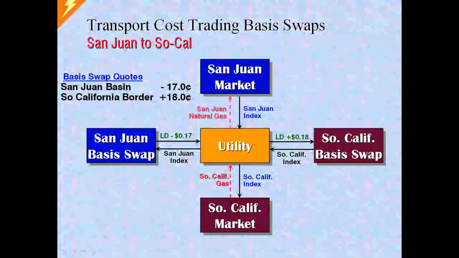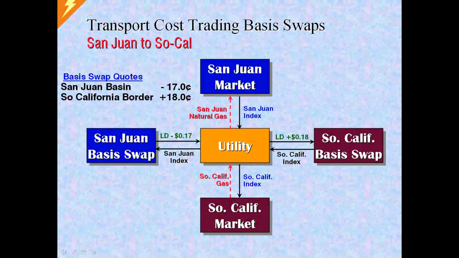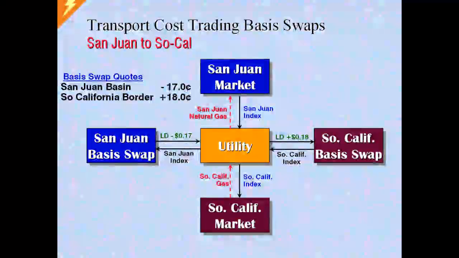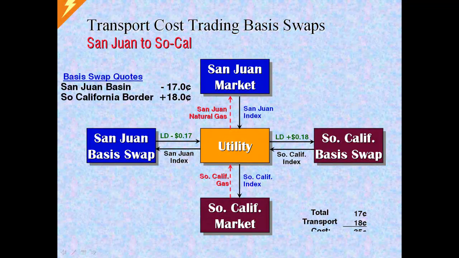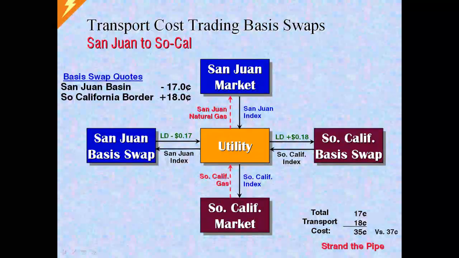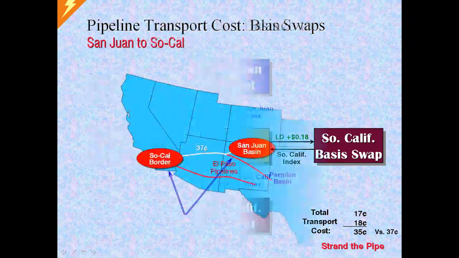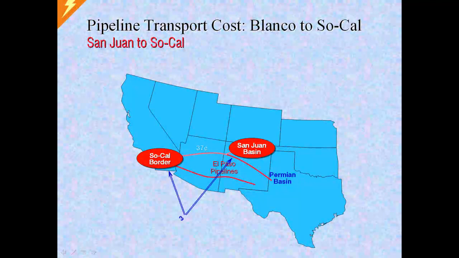Sell San Juan and buy SoCal. Sell a San Juan basis swap and buy a SoCal basis swap. And recall, we ended up with a cost of 35 cents, 2 cents better than the 37-cent pipeline cost. This suggests we strand the pipe. Instead, we trade the basis at a transport cost of 35 cents.